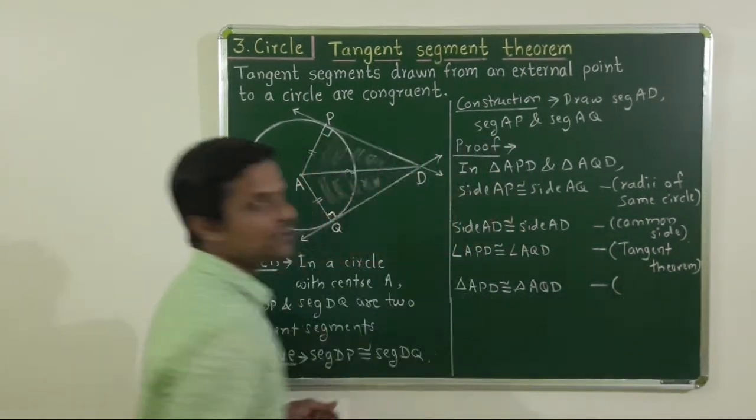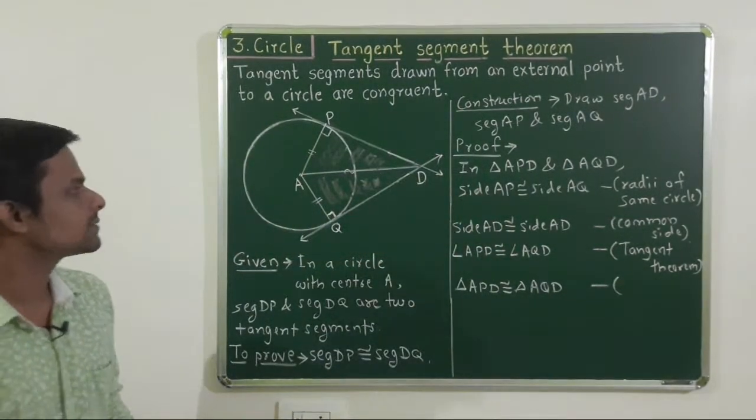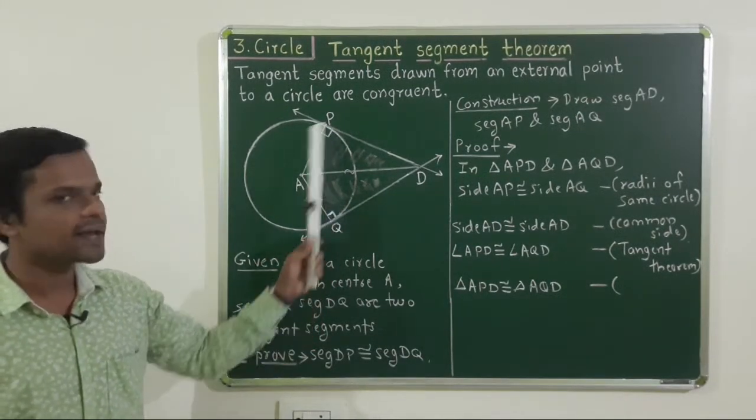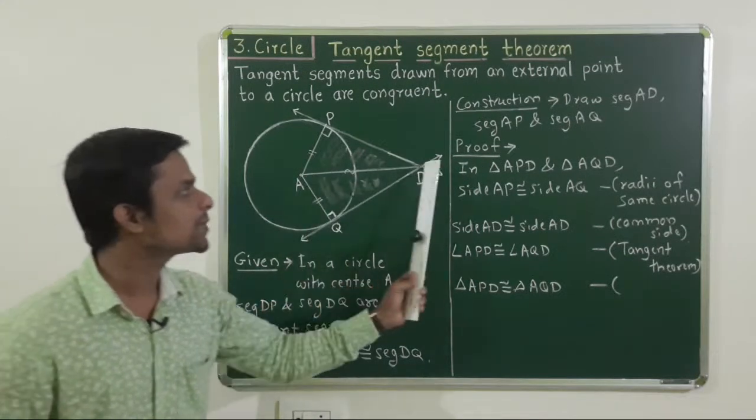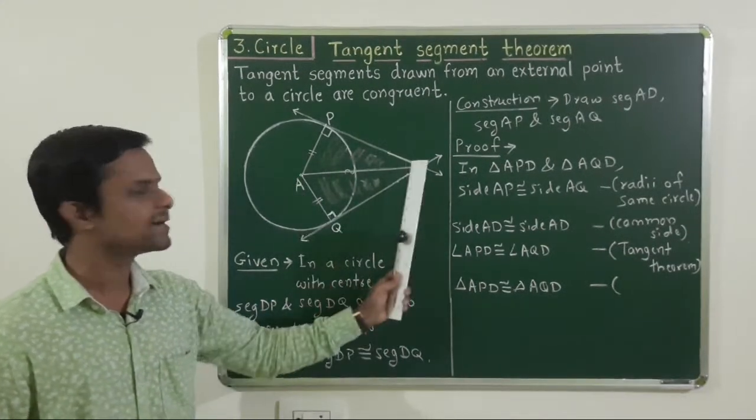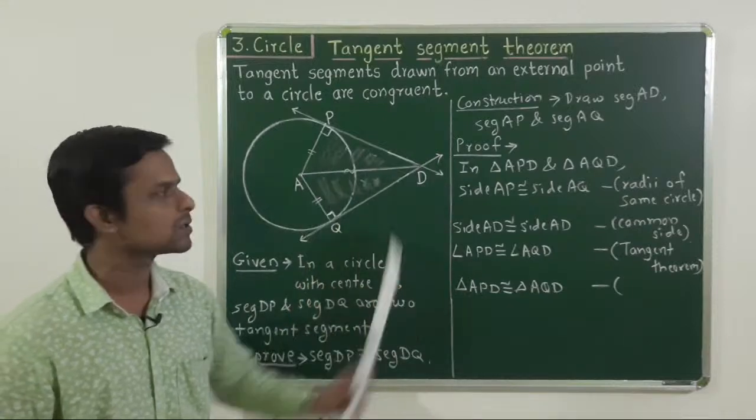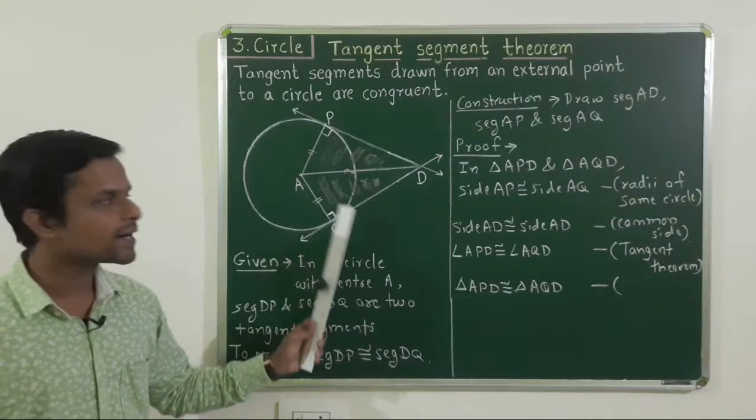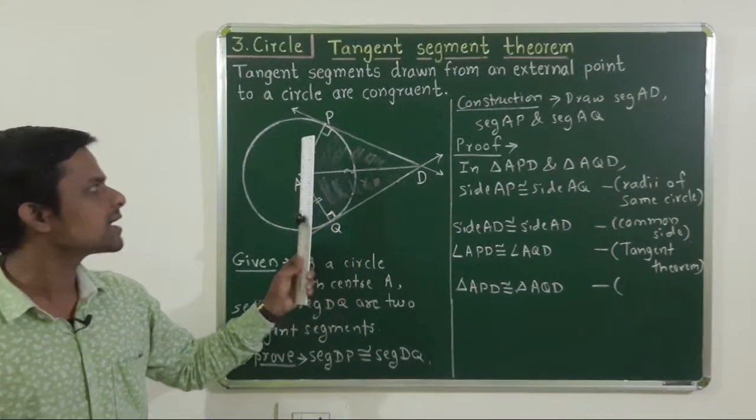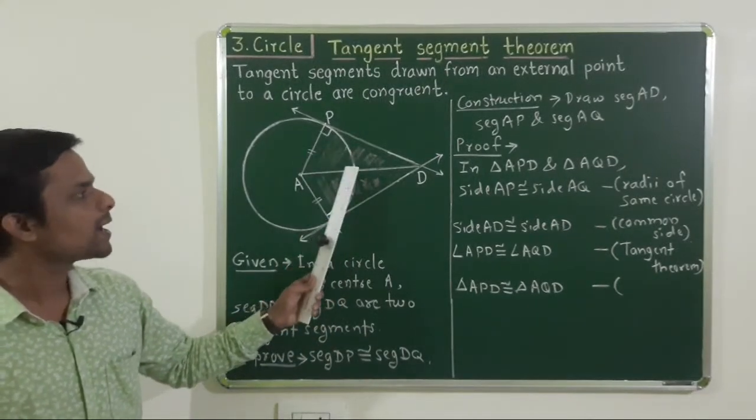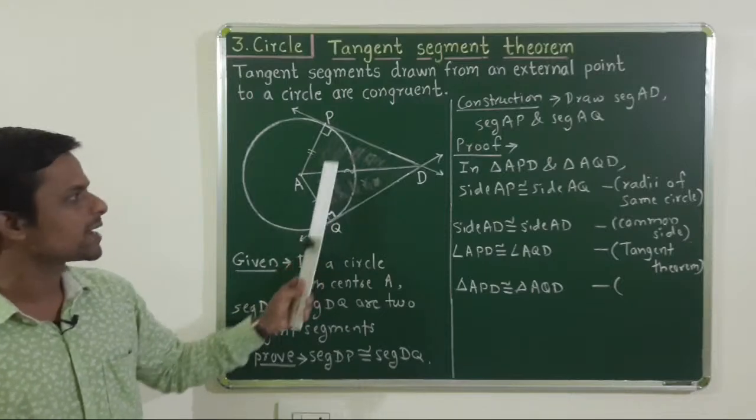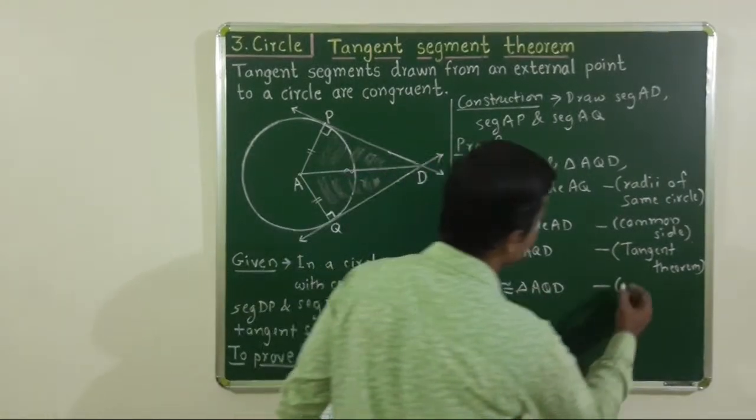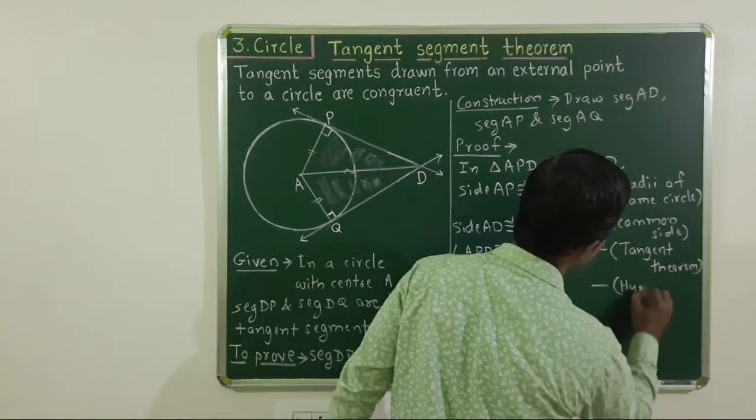By which test? For that, observe, these two are right angle triangles and their hypotenuse is congruent. AD is the hypotenuse and it is common for these two triangles, and one pair of sides is congruent. Therefore, both are right angle triangles and hypotenuse and side are congruent. Therefore, by the hypotenuse side test, these two triangles are congruent. Hence, triangle APD is congruent to triangle AQD, reason: hypotenuse side test.